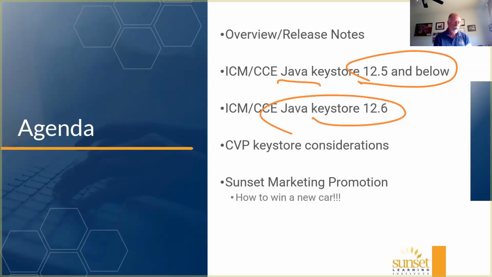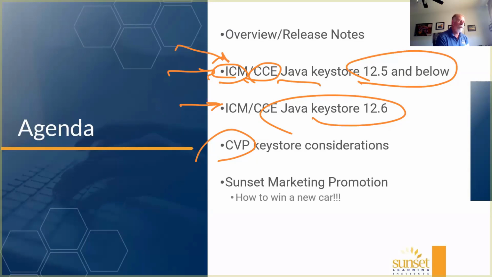Definitely some differences along the way with this thing called the Java Keystore, which we'll explain to you. And you'll notice we kind of break this out by ICM key stores. Remember, ICM is also otherwise known as just the name of the solution, CCE. If you come and take class from us, we'll call it the old school name. We'll distinguish that between ICM and then CVP key store considerations. So CVP is different as well. I would say this change from 12.5 to 12.6 is more impacting for ICM than it is for CVP.